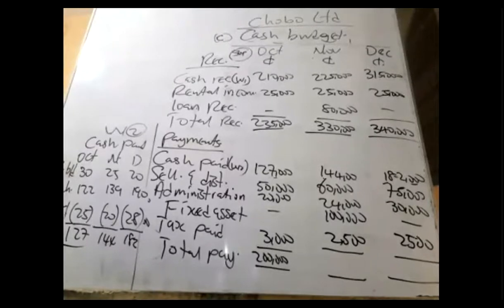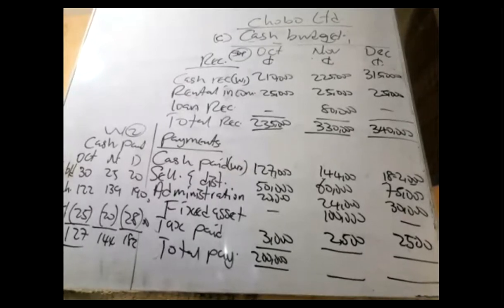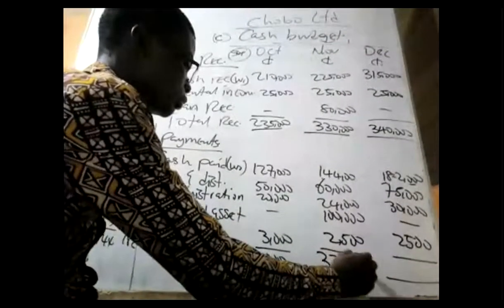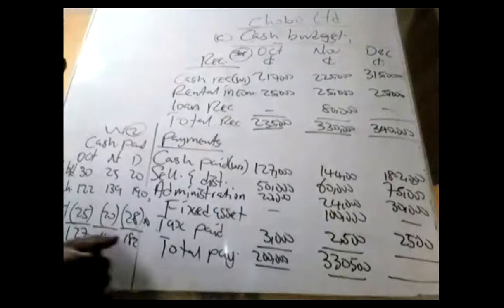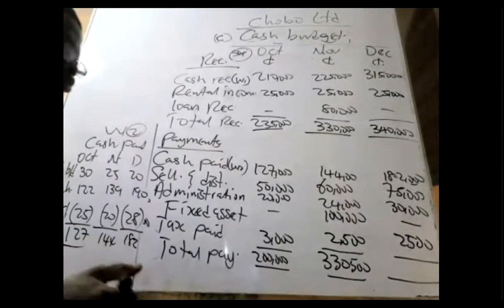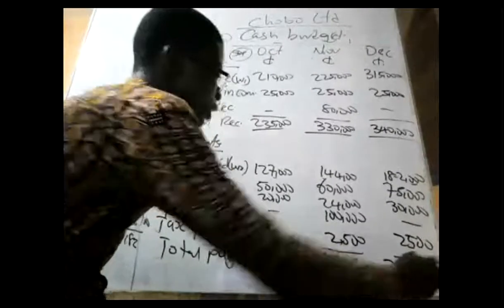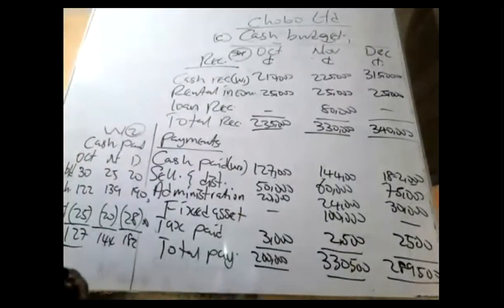Okay, putting all this together, we get something like 330,500. The last one will be 289,500. Basically, that is the end of the game.